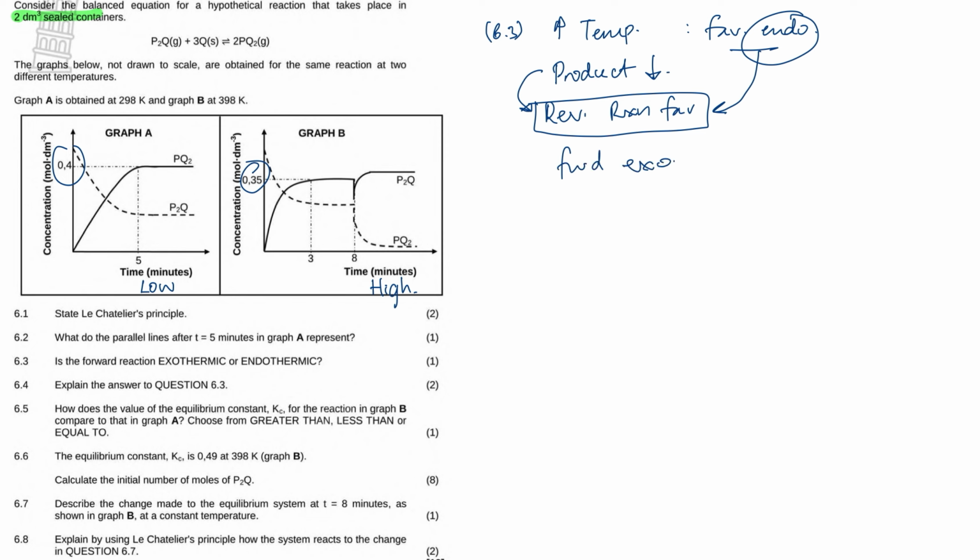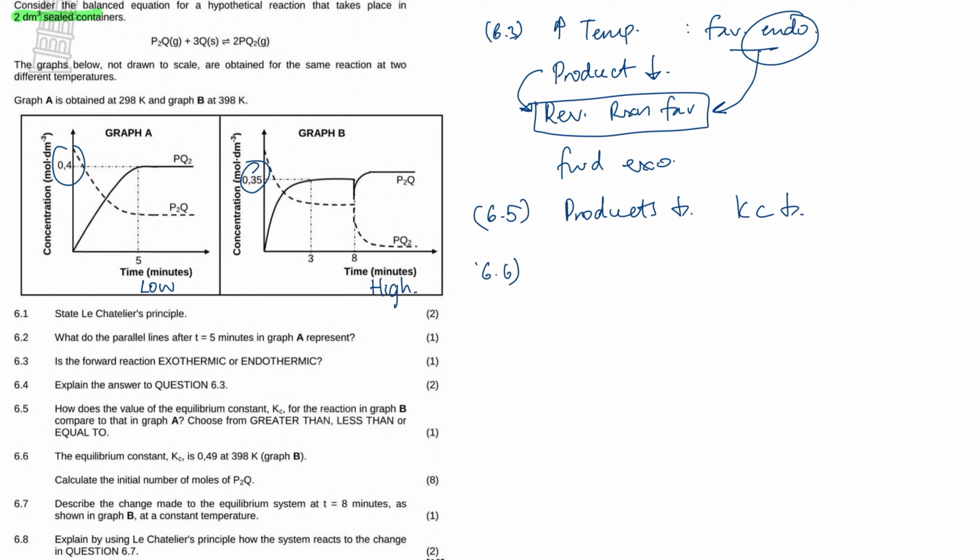Explain the answer to question 6.3, we've already done so. Question 6.5, how does the value of the Kc for the reaction in graph B compare to graph A? There was a temperature change, so definitely Kc is going to change. So what's going to happen? This is 6.5. Since the amount of products decreased, the Kc is going to decrease.